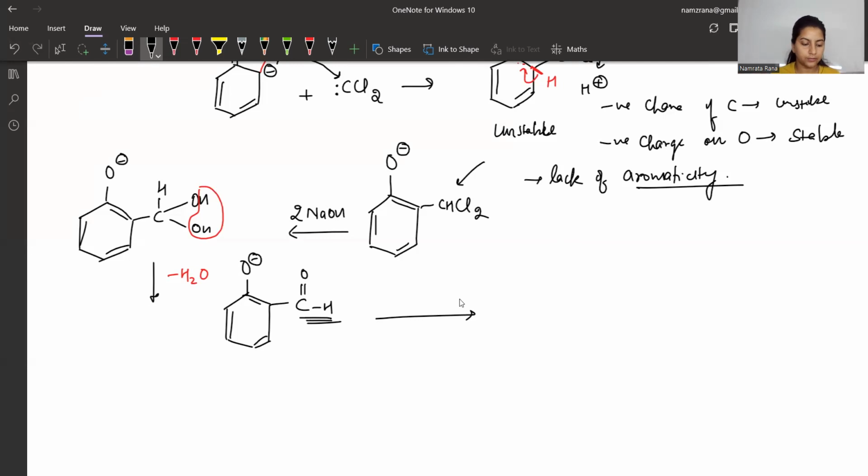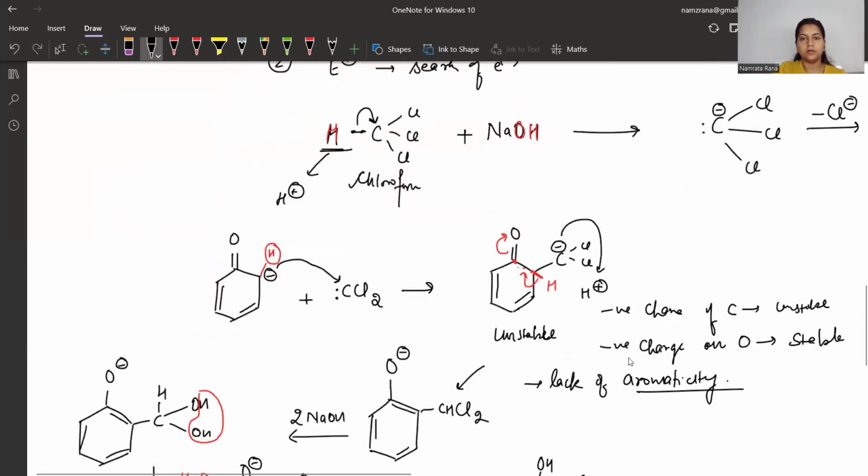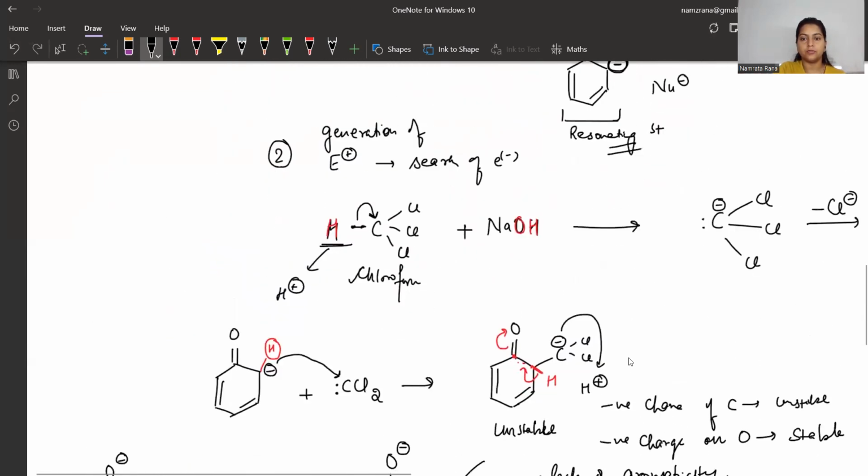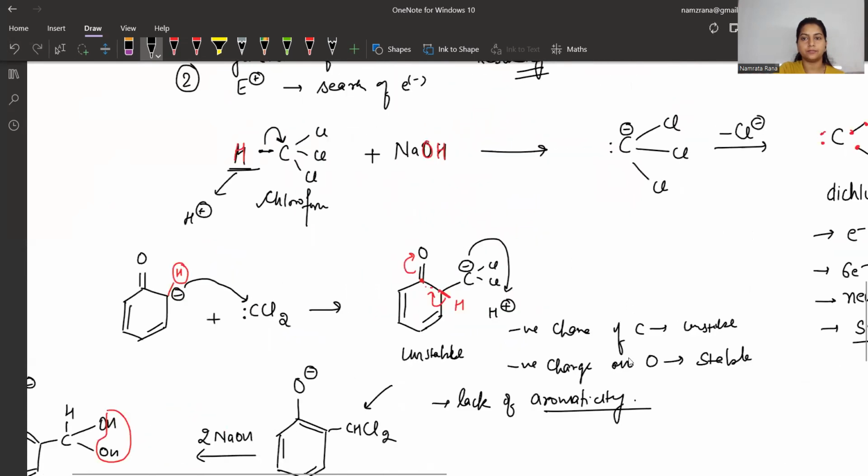Now as soon as this is formed, you need to add H positive here and make it alcoholic part again with CHO, and the benzene ring is formed, which is your salicylic aldehyde. Fine. So this was the mechanism of Riemann Tiemann reaction.